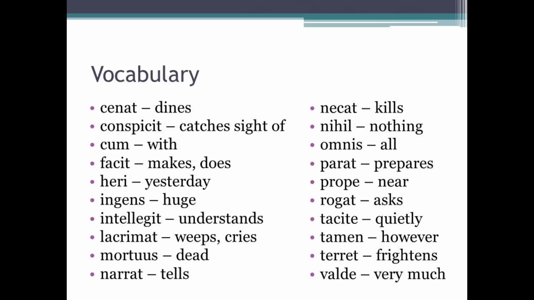Mortuus means dead. Narrat means tells. Necat is kills. Nihil means nothing. Omnis means all. Parat means prepares. Prope means near. Rogat means asks. Tacite is quietly. Tamen is however. Terret is frightens. And valde means very much.